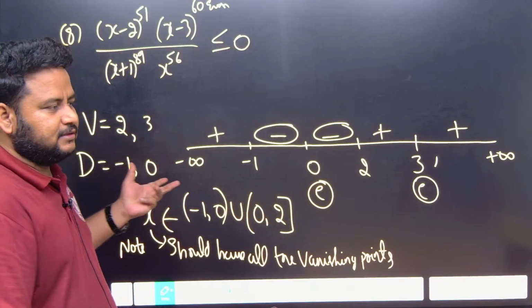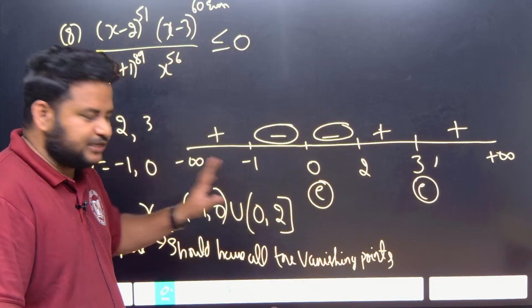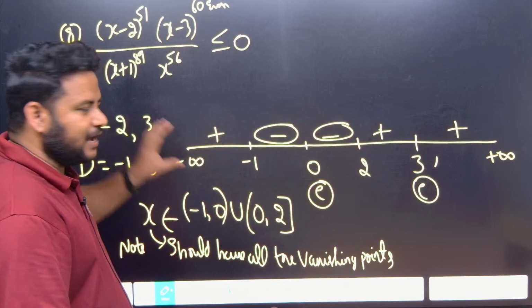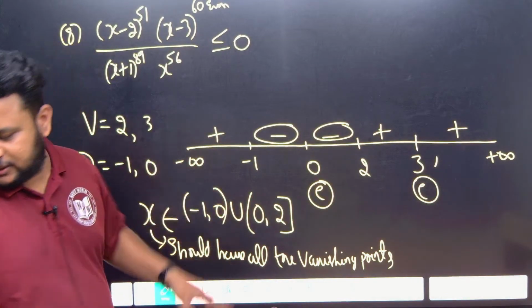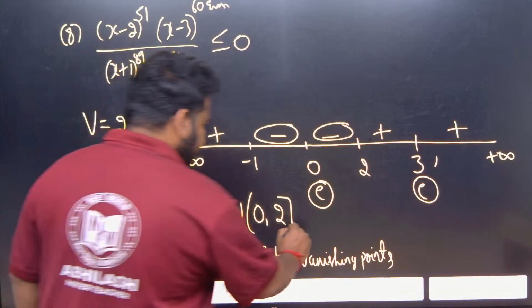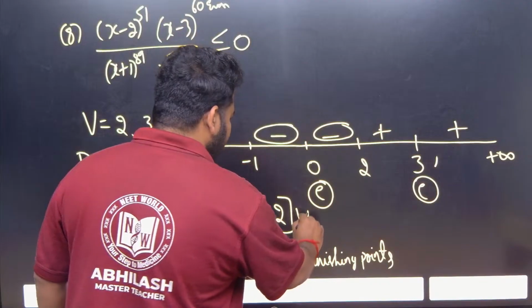What about 3? 3 is not there. That means 3 I should include here. Somehow I should include only the value 3 here. So how to include? Just put union. I should include only the value 3.